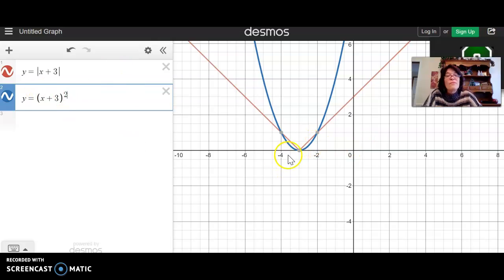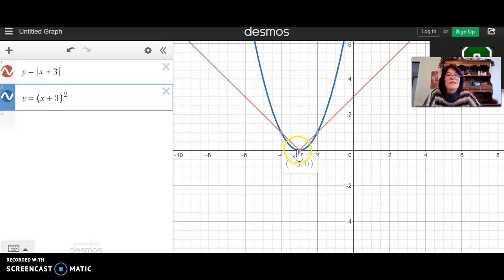Okay. It moved my parabola. The vertex is now not at 0, 0. It's at negative 3, 0. It shifts it to the left because look what happens. If I put negative 3 in for x, negative 3 plus 3 is 0.